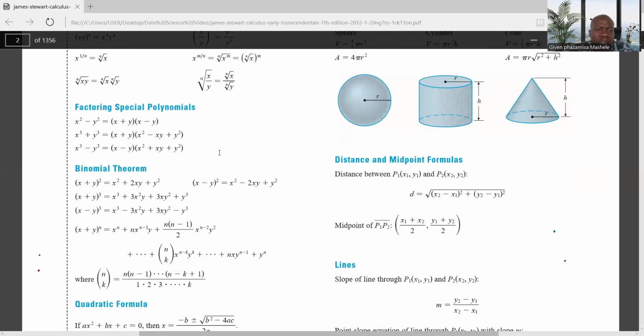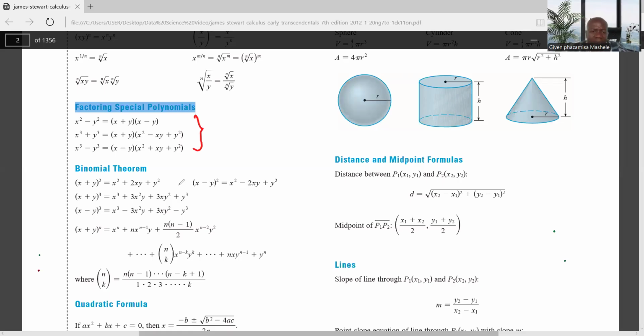For example, in the context of factorizing polynomials, we have things like the difference between two squares, x squared minus y squared, the difference between two cubes, and also the sum of two cubes. These are the things that you need to familiarize yourself with, because at some universities, ladies and gentlemen, they strongly believe that you know these things.